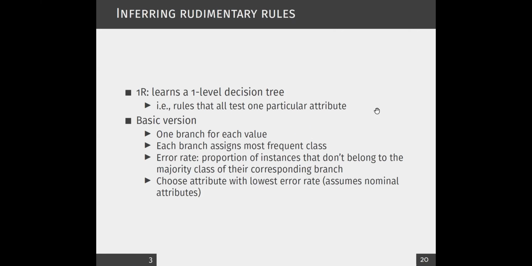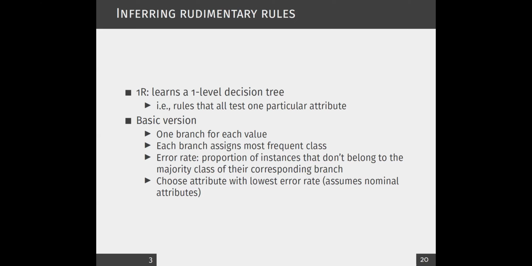Right. So let me start with OneR. We call this a single level decision tree. What do we mean by a single level decision tree? It means that one attribute is enough. Therefore, we will have a set of rules to test a particular attribute. Here is the basic version: you get an attribute, and you create one branch for each value.